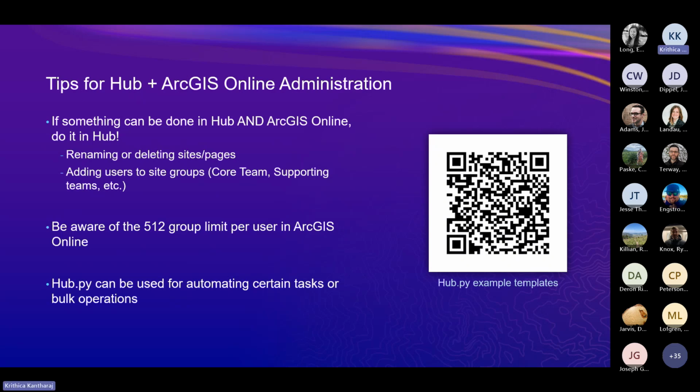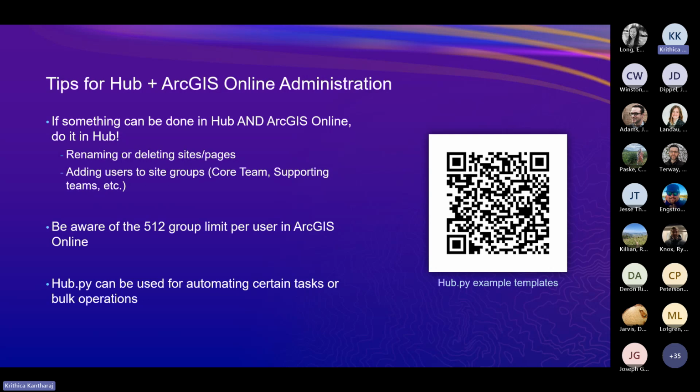There are often several items or groups that we are updating simultaneously. It's easiest to keep them in sync using the Hub interface. This includes things like renaming and deleting sites and pages, or adding users to groups. One additional note to be mindful of is the 512 group limit for every user. Every user in ArcGIS Online can only be a member of 512 groups. We don't see this often, but sometimes we do come across admins who have created a bunch of groups for other users. If you're unable to join a group, it's because you're already part of 512 groups.